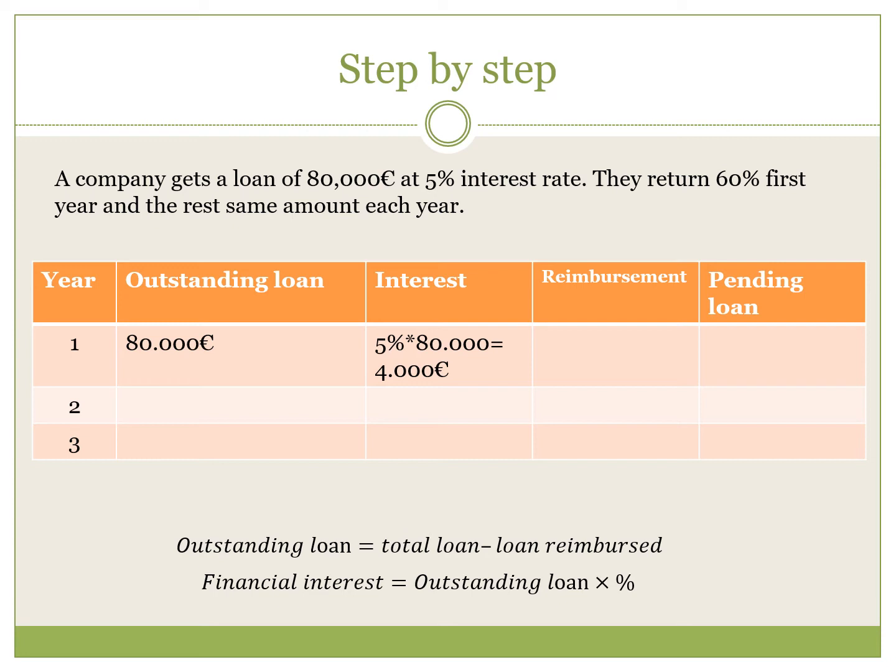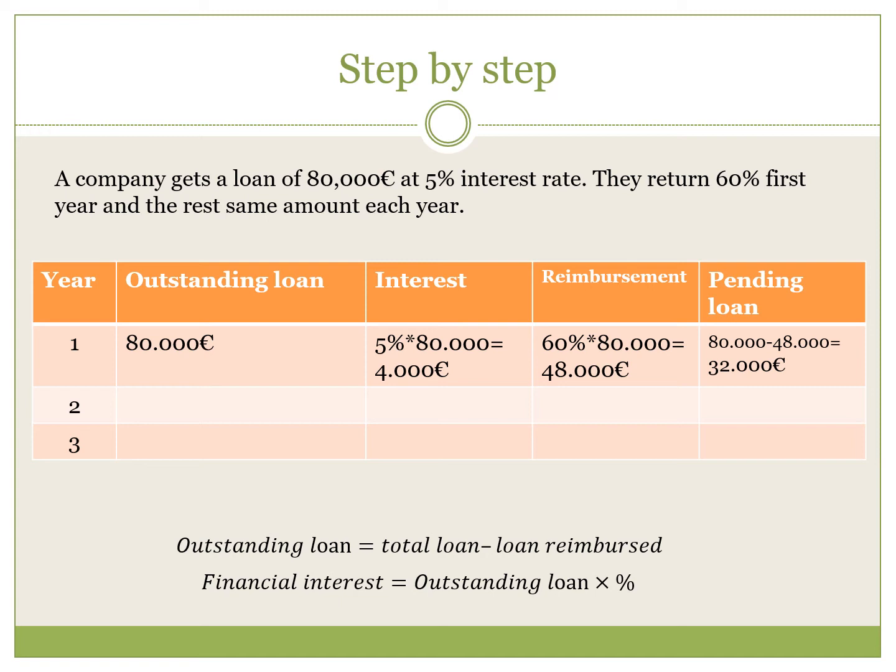And now we calculate the reimbursement. It's a 60% for the first year, so 60% of 80,000. How much is pending? How much do we still have to return in future years? Total loan minus loan reimbursed. So 80,000 minus 48,000.